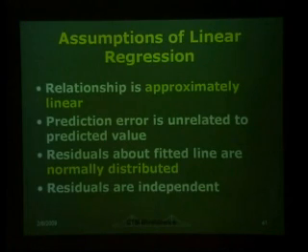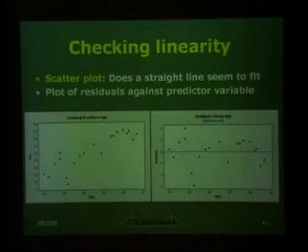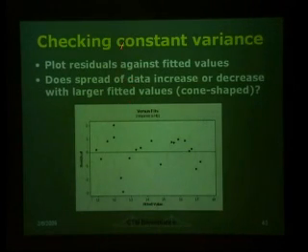The errors need to be normally distributed, and the residuals should all be independent. So here is how to check those. A scatter plot will tell us whether the relationship is approximately linear. For independence and constant variance, we can do a residual plot against the fitted values. It should show no special pattern, not a large predicted value having a large residual.